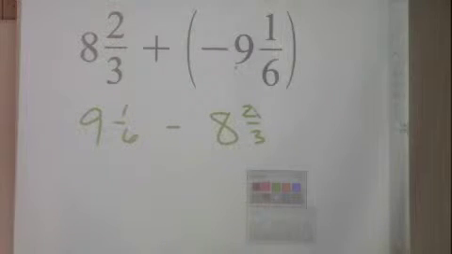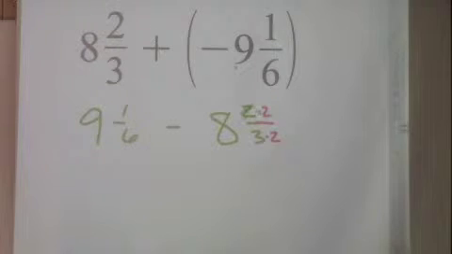How many sixths is 2/3? You have to double both of them, right? So how many sixths do you have? 2 times 2, you've got 4 over 6. Okay, so now I want you to break it down. Take your wholes first. What's 9 minus 8? 1. What's 1/6 minus 4/6? Okay, do just 1 for 1. But what's 1 minus 4? Negative 3. So you've got 1/6 minus 4/6 is negative 3/6.